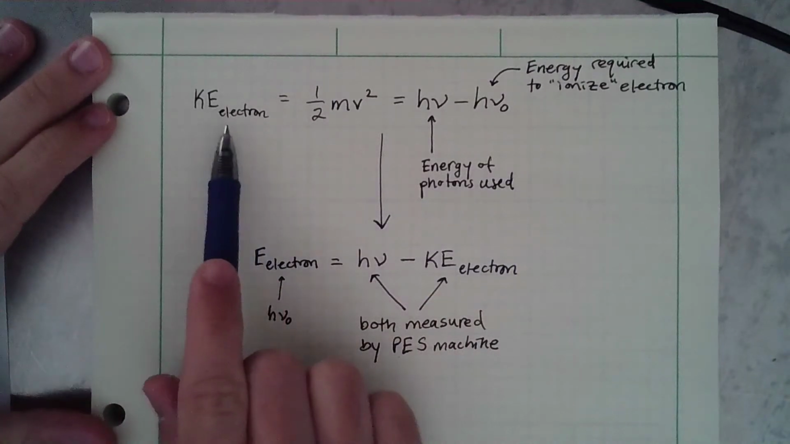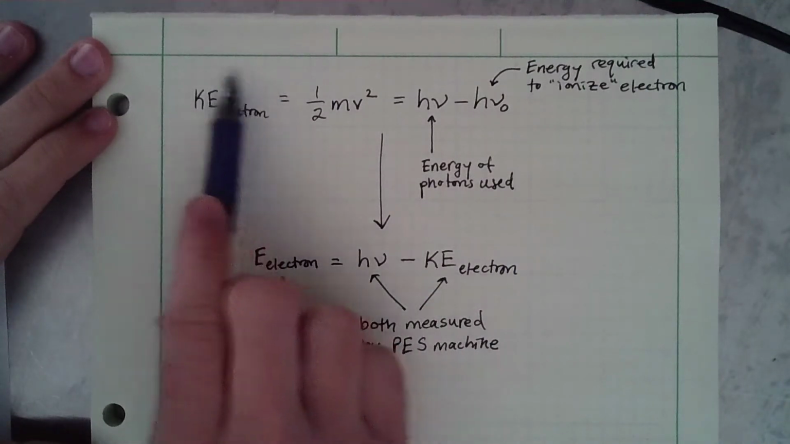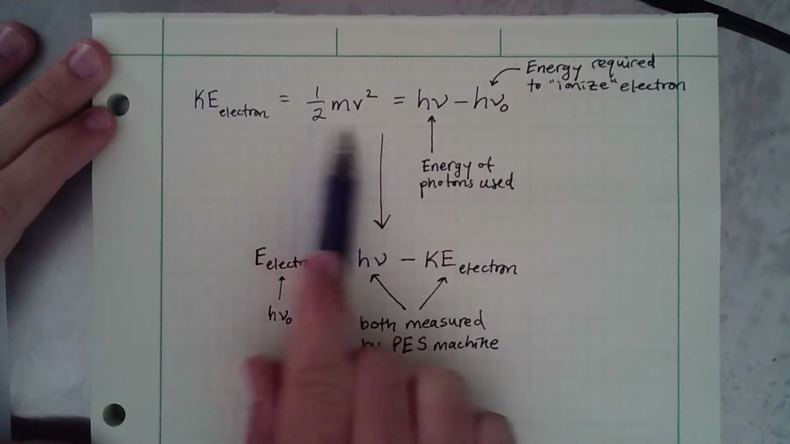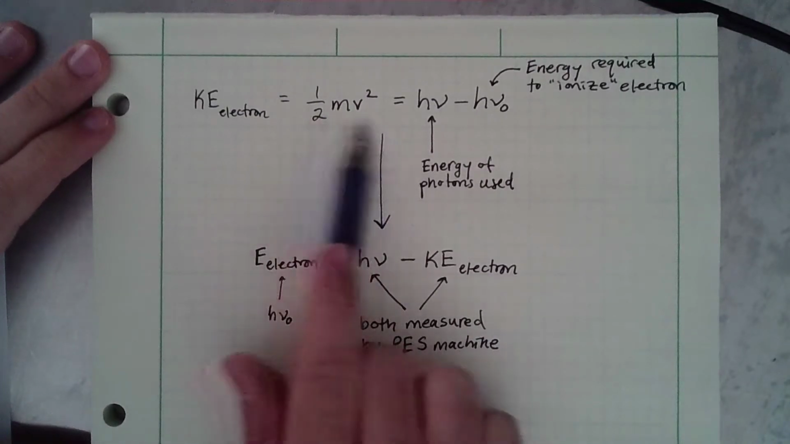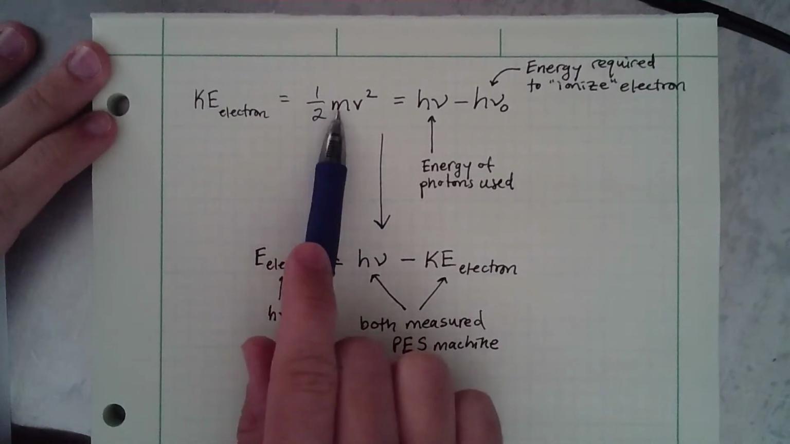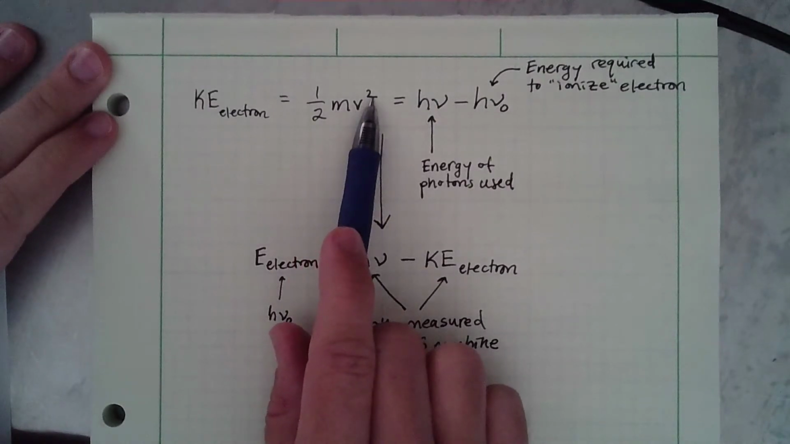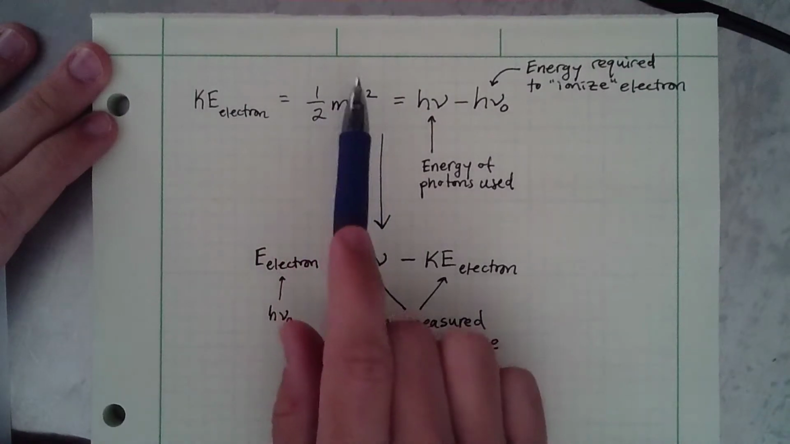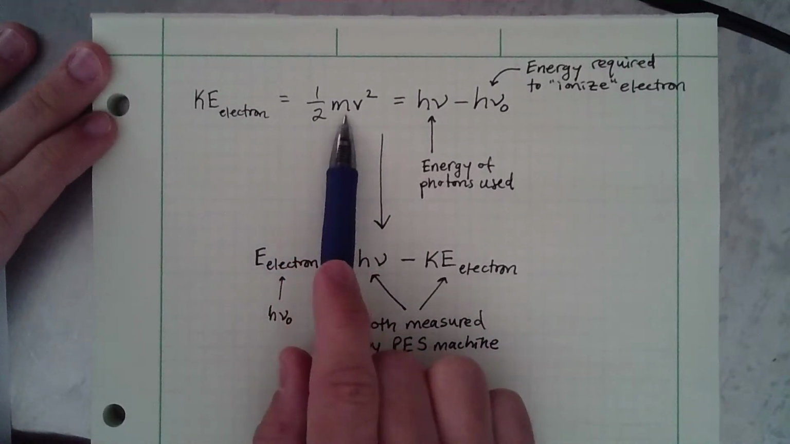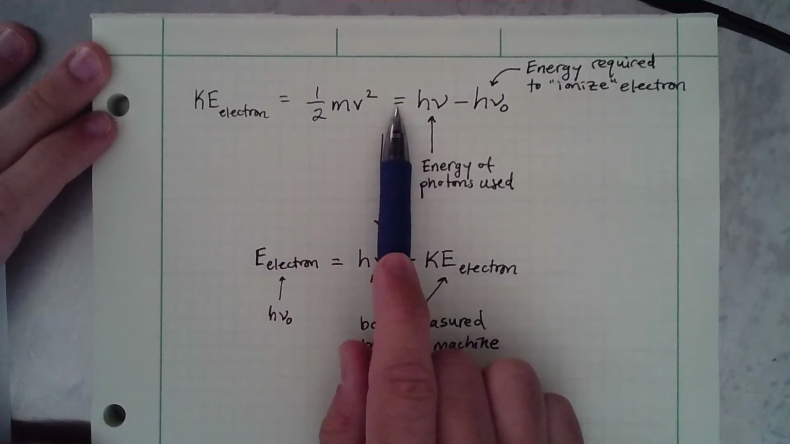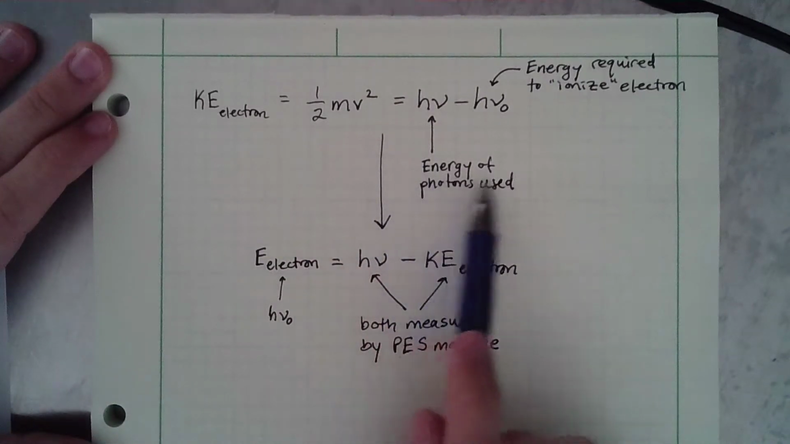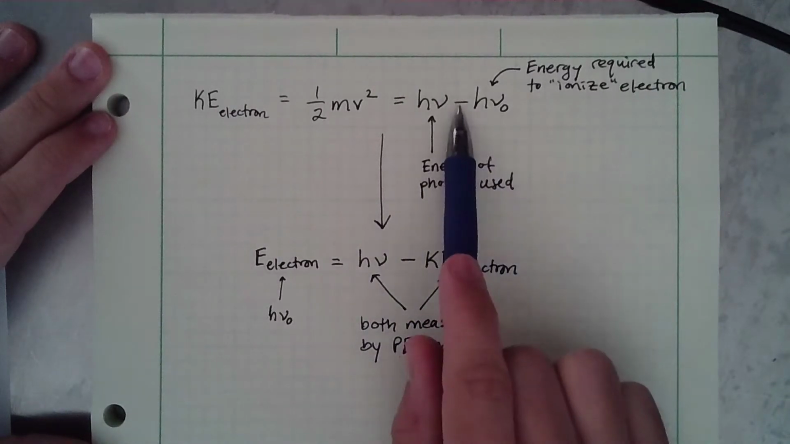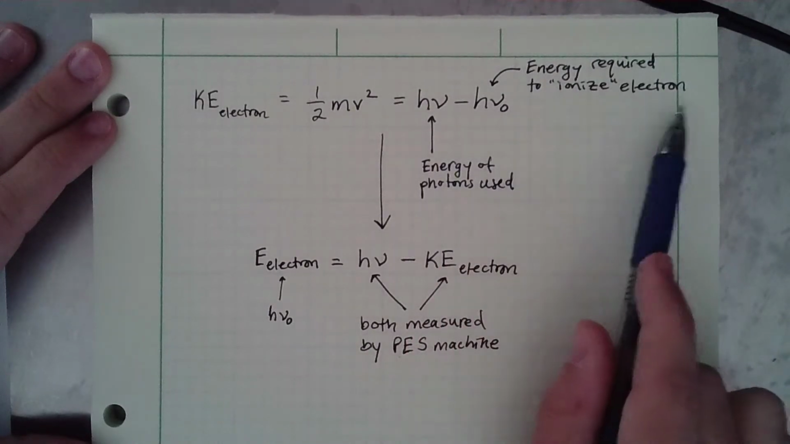What this essentially says is that the kinetic energy of an electron is equal to, first of all, this equation right here. Those of you that are in physics may recognize this. This is 1/2 times the mass times the velocity squared. That's the kinetic energy of any object, okay? So the kinetic energy of an electron is equal to that, but it's also equal to, and this is important, the energy of the photon used to release the electron minus the energy required to ionize the electron.